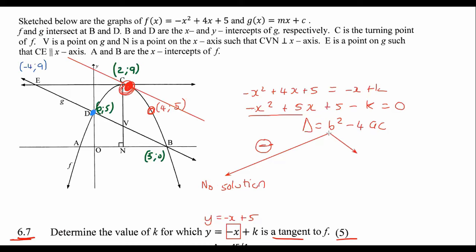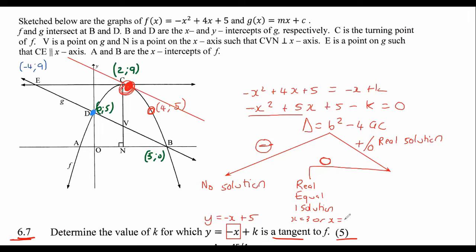Because if it's negative, then it means there is no solution. Now, if that answer is anything positive, or even if it's 0, then there will be a solution, because we call this a real solution. But now we get 3 different types of real solutions. If it's equal to 0, then we call it real and equal. Equal means there's only one solution. For example, x equals 3 or x equals 3. That is what one solution actually means. There's only one type of answer.